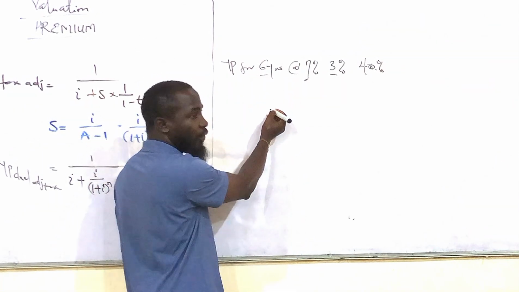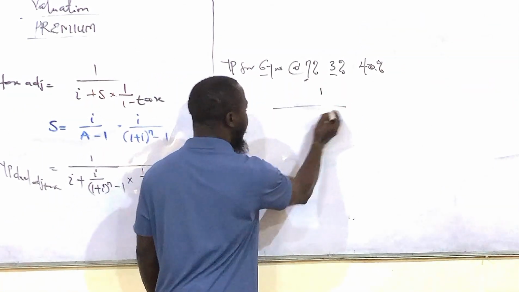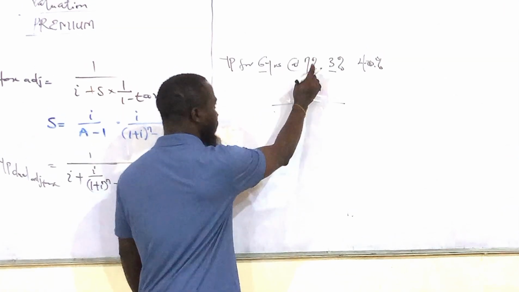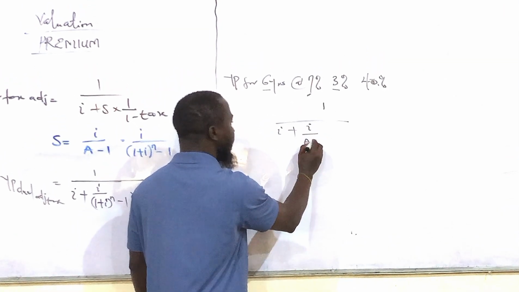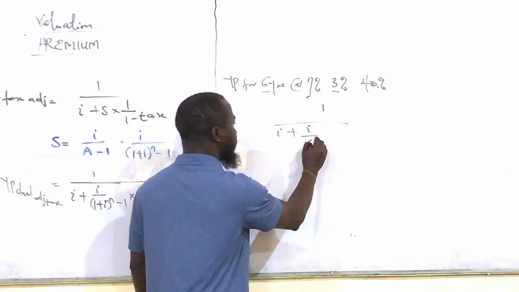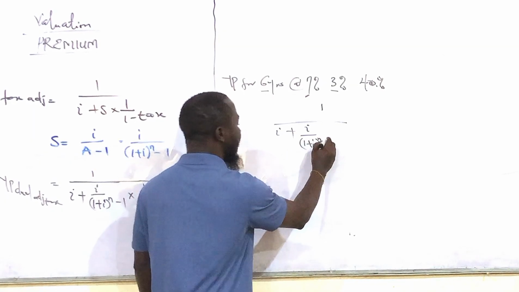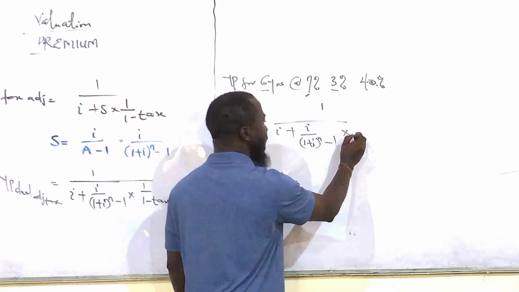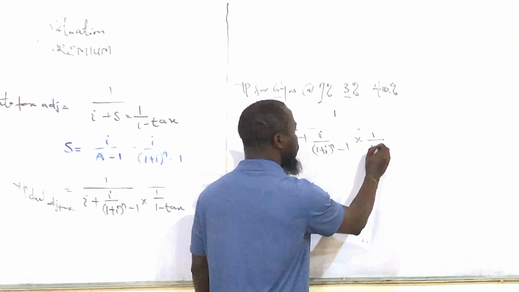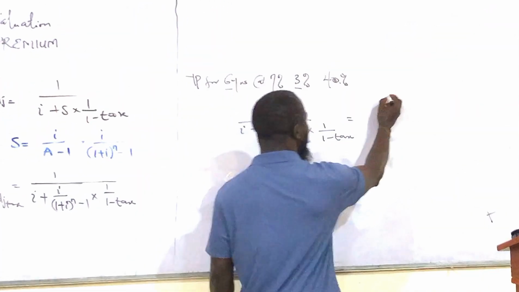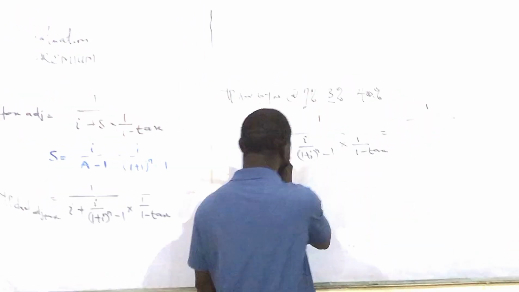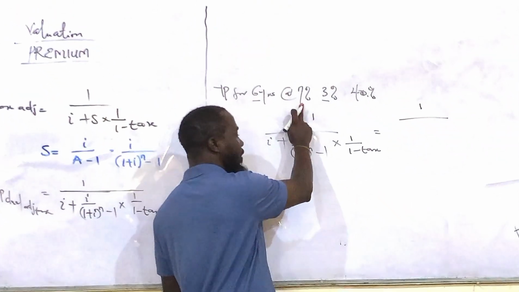YP dual rate adjustable for tax is 1 all over I plus I all over A, 1 plus I to the power N minus 1, times 1 all over 1 minus tax. Let's insert all this now. We have 1 all over this, your first I, the bigger one.